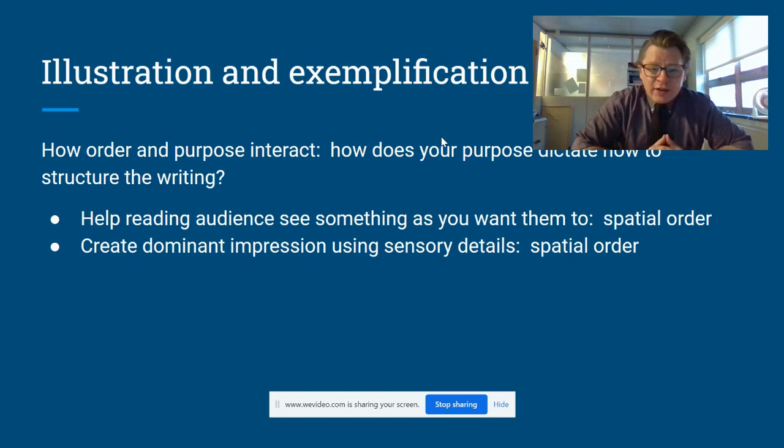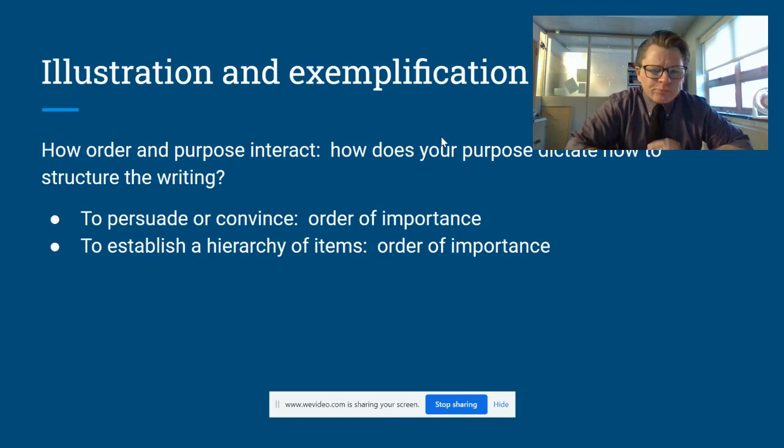We could decide that we're trying to help a reading audience see something as we want them to, and that would generally take a spatial organization. We could work to create a dominant impression using a sensory detail. And again, that would give over to spatial organization or order. Finally, if we're trying to persuade or convince, organizing our details in order of importance would work well.